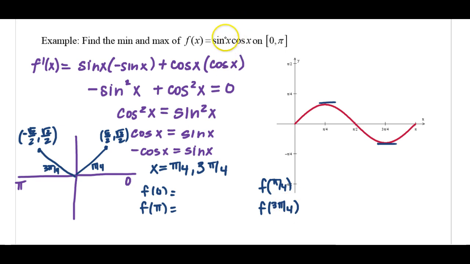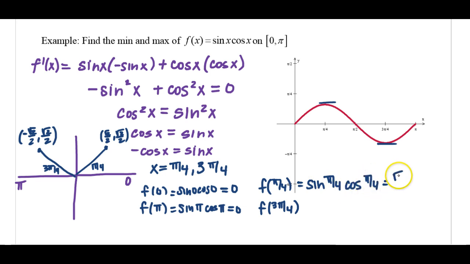So let's go ahead and substitute in 0. If I have sine 0 times cosine 0, sine of 0 is 0, so 0 times anything is 0. F of pi, so I have sine pi, cosine pi, and sine pi is 0, so again we have 0. So now substituting in pi over 4, I have sine pi over 4, cosine pi over 4. So radical 2 over 2 times radical 2 over 2, knowing each of those values on the unit circle, when I multiply across, the radicals cancel. I get 2 over 4, so I get positive 1/2.